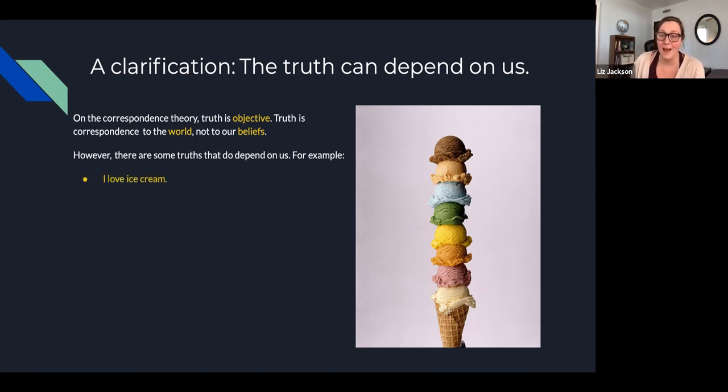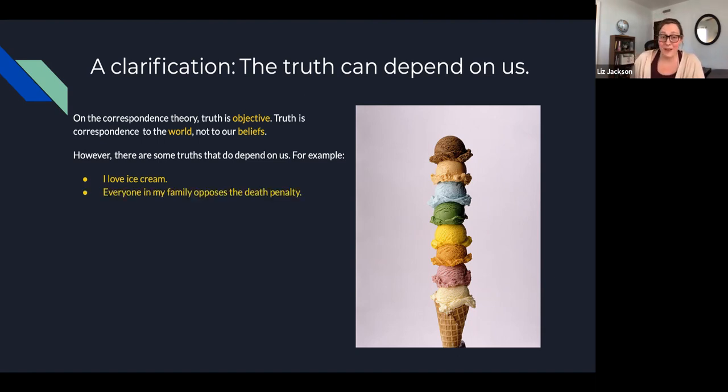For example, I love ice cream. "I love ice cream" is true depending on my preferences. And if ice cream is something I enjoy and I prefer and I want to eat and I think is tasty, then it's true that I love ice cream. And if my preferences aren't for ice cream, or I don't like ice cream, or I think it's too cold, I mean, who doesn't like ice cream? Then it's going to be false that I love ice cream. So whether that proposition expressed by "I love ice cream" is true is going to depend on me.